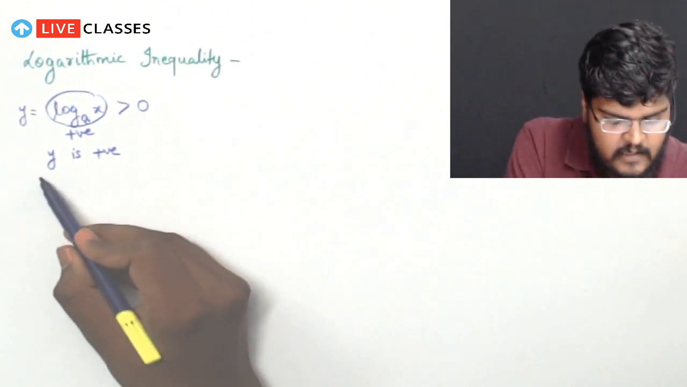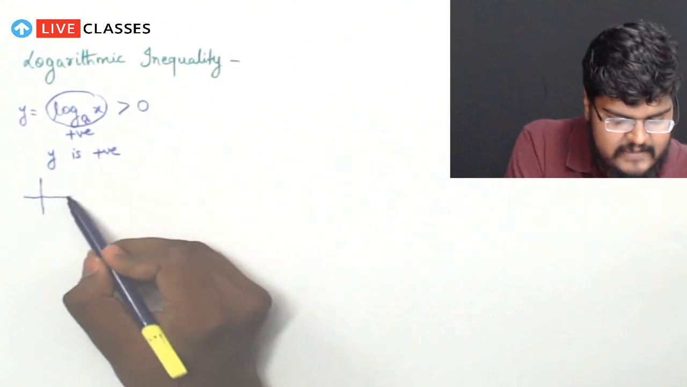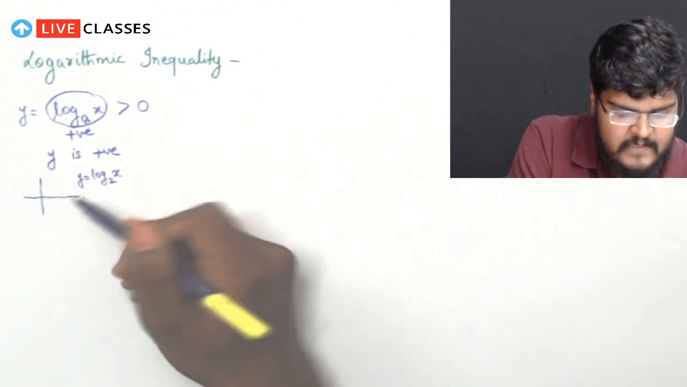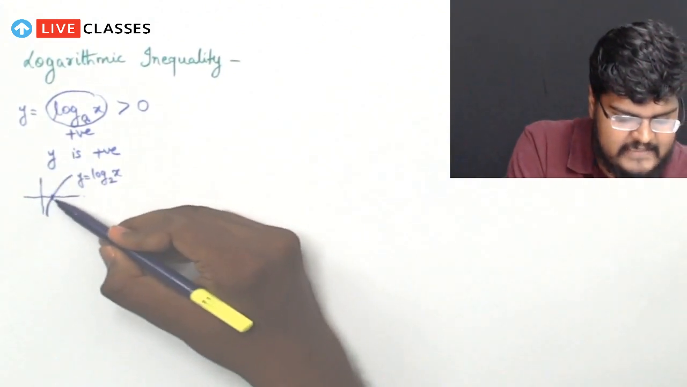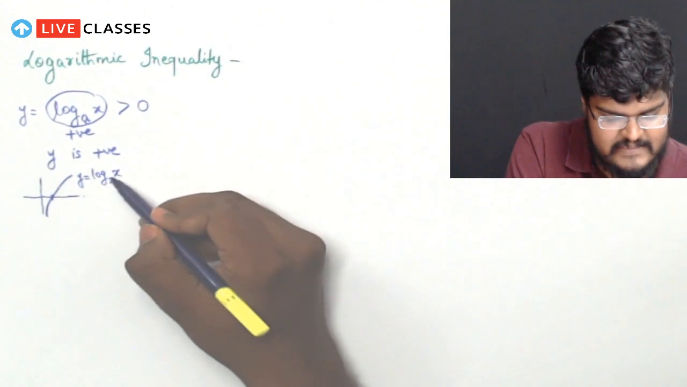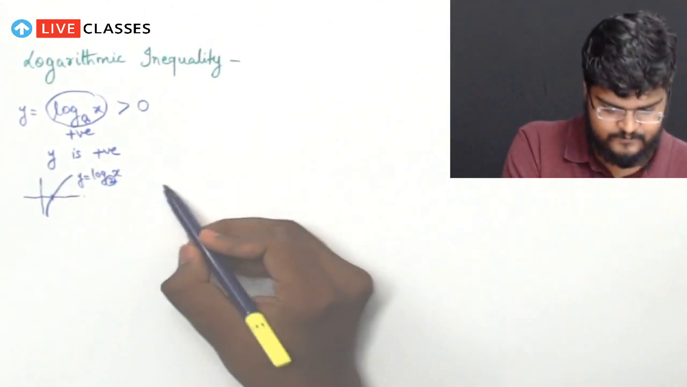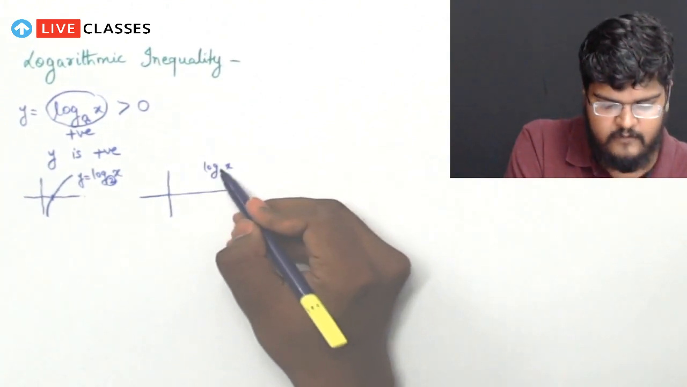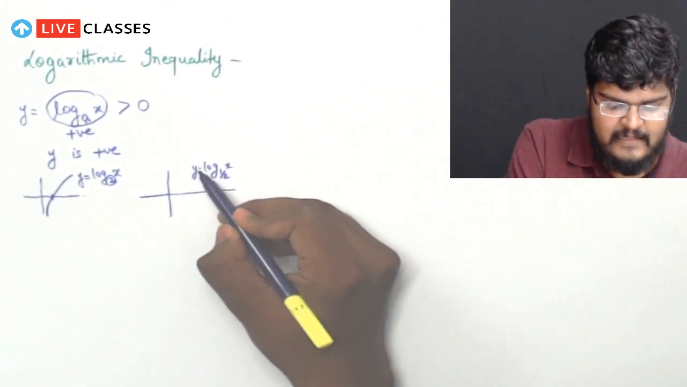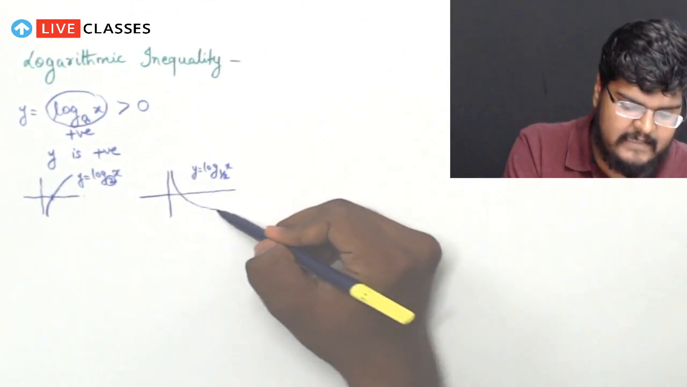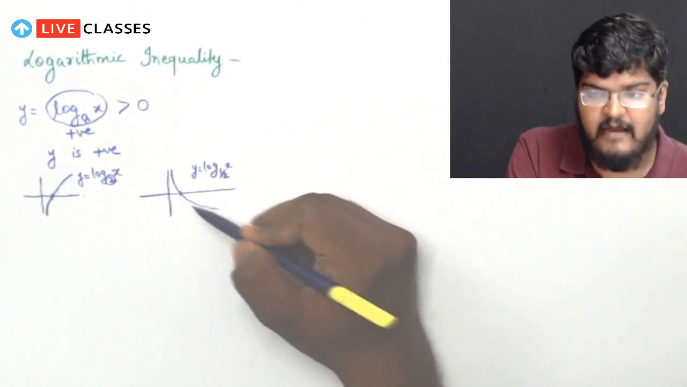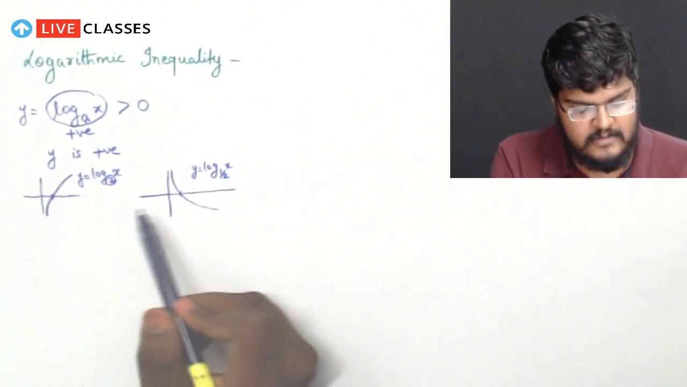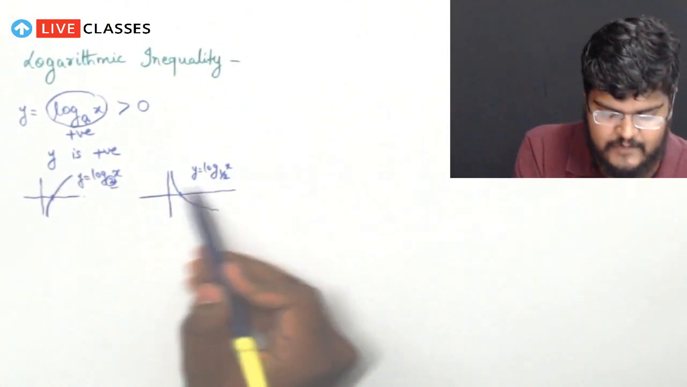Just for a brief revision, let's take a look at the graph. If you have y is equal to log x with base 2, the graph goes like this. That means after x is equal to 1, it will show positive values since the base is greater than 1. And if you are talking about a graph of log with base 1 by 2, the value of y will be negative after x is equal to 1.